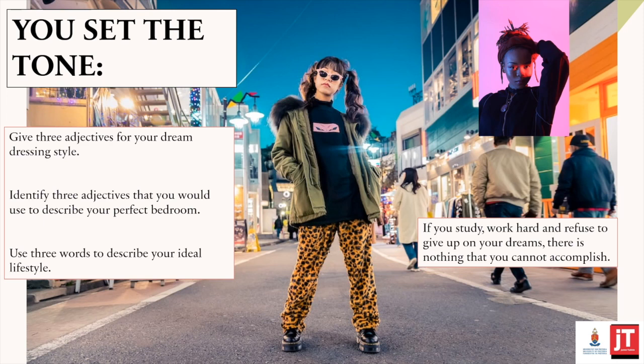3 adjectives that you would use to describe your perfect bedroom: light, breezy, and my favorite color is blue. Use 3 words to describe your ideal lifestyle: relaxed, stress-free, and fun. I'm curious to see what you would say. But yes, basically, you set the tone, you set the attitude for your life. And if you study, work hard, and refuse to give up on your dreams, there's simply nothing that you cannot accomplish. There's always a means to an end.